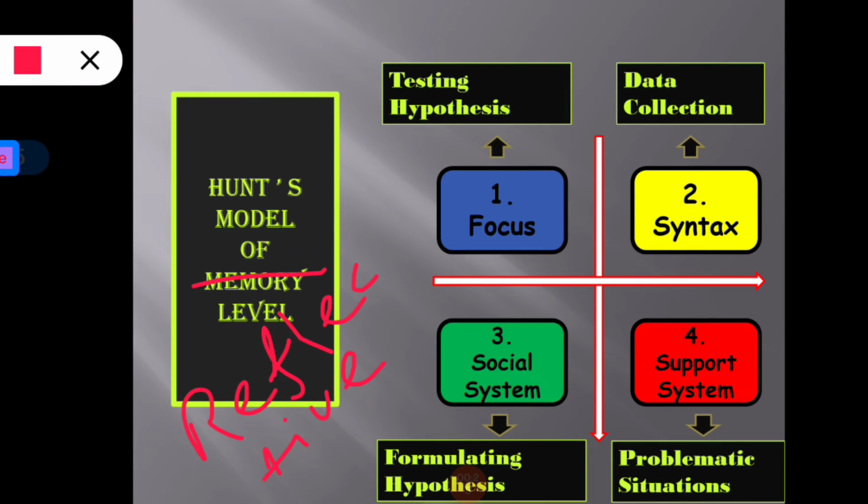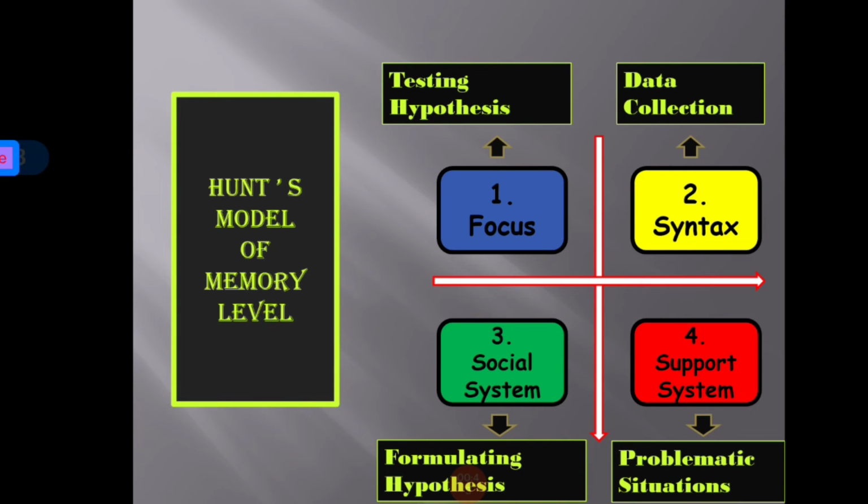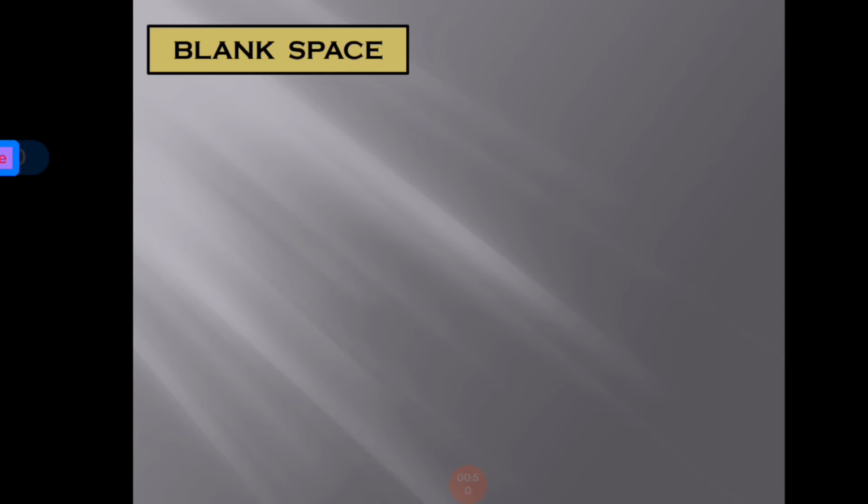Like the memory level of teaching, in this model there are four stages. The first one is focus, the second one is syntax, the third one is social system, and the fourth one is support system. Now move on to the next slide for elaboration. The first stage is focus.